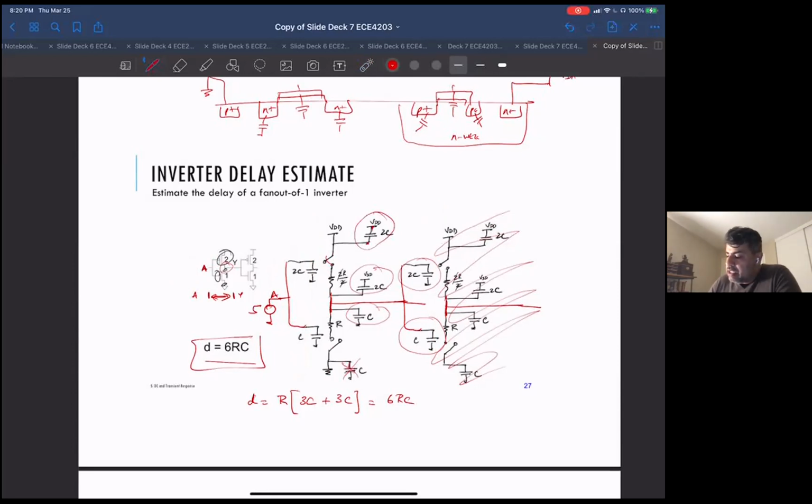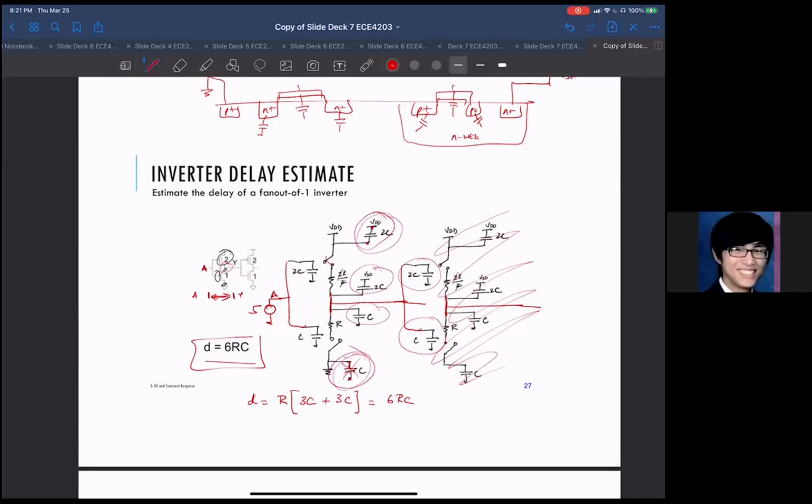Same with this one. Its top and bottom are connected to ground. So there's no charging or discharging of this one or this one, so we can ignore both of them. Oh, because they're separated by the switch, right? Yeah. Gotcha.